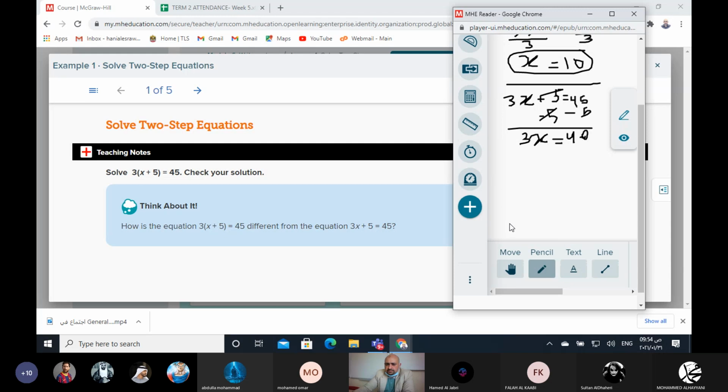Then divide by the coefficient. The coefficient will be 3 here, divide here by 3 and divide here by 3. So 3x divided by 3 will be x equal 40 over 3.